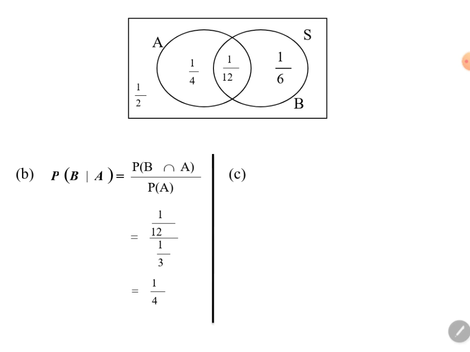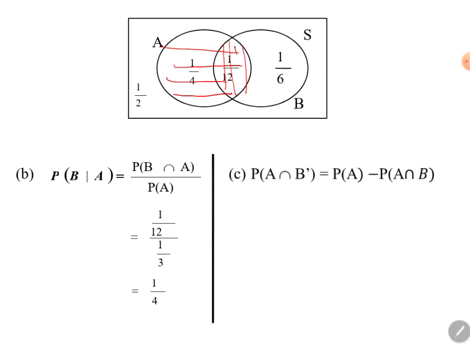The next question is to find P(A intersect not B). So what we need to do is take circle A. Because we want A only and not B, we have to subtract the intersection area. That's why it will be P(A) minus P(A intersect B). So we will get the crescent part of A.